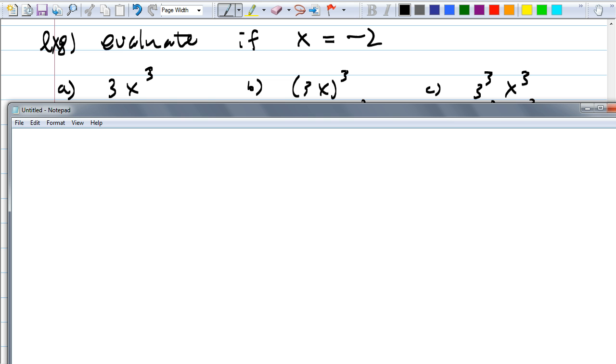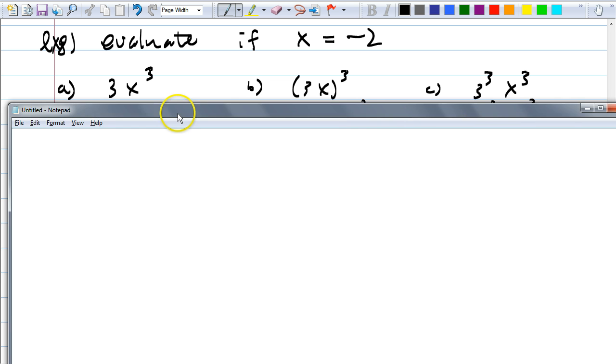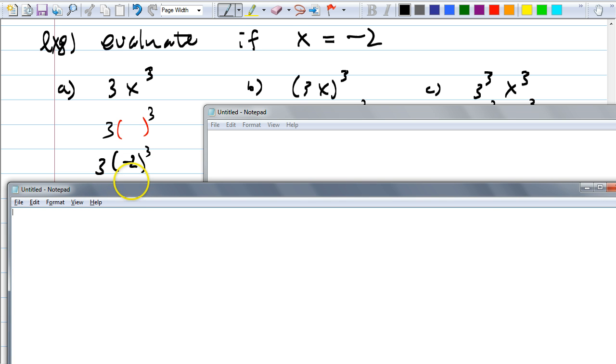Go. How many people for A? First of all, let's do A together. Did you put parentheses like this first, and then plug in something? What goes inside here? How about Angie? Tell me what to write next. So 3 parentheses -2, right? Angie, what do you get when you multiply -2? By the way, can I multiply -2 times -2, Angie? Is that okay?